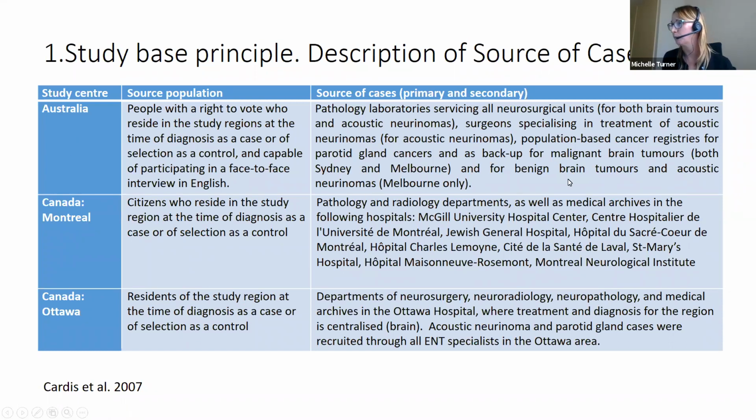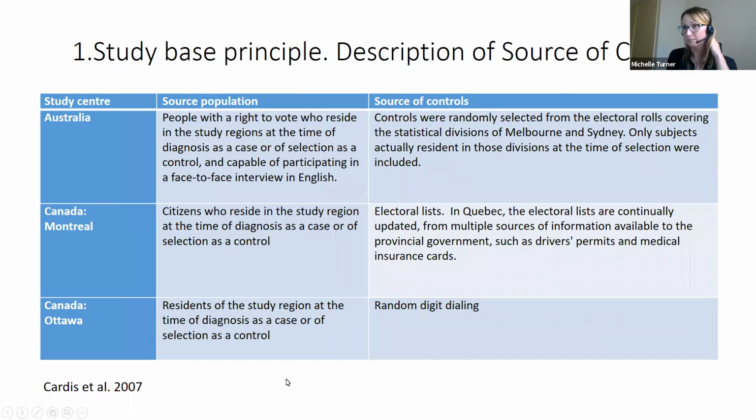And where these different study sites recruited their cases. And if we look at the controls, so again, this is the exact same source population that I just described. For this study site, they used random digit dialing to recruit their controls. In these other study sites, they used electoral lists.